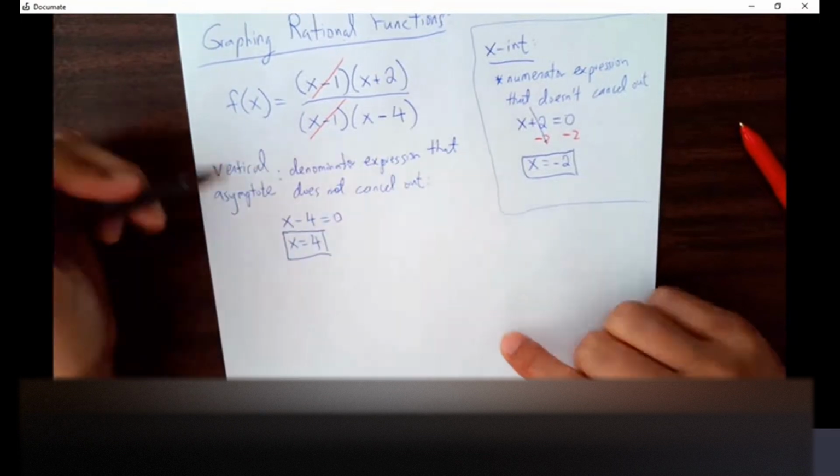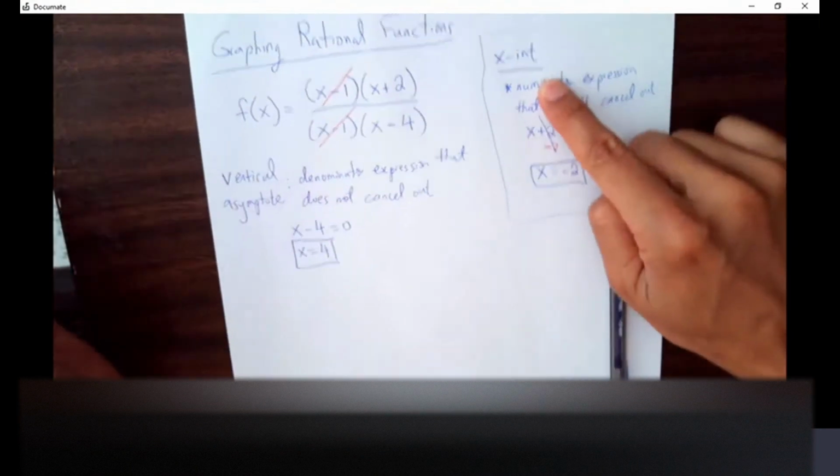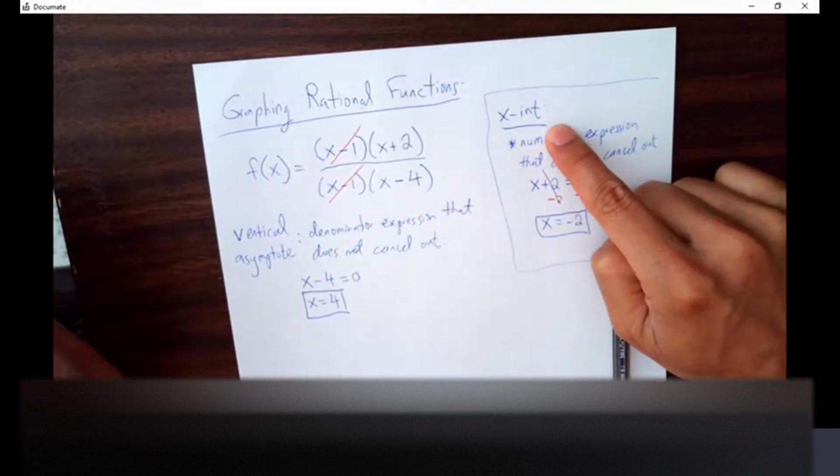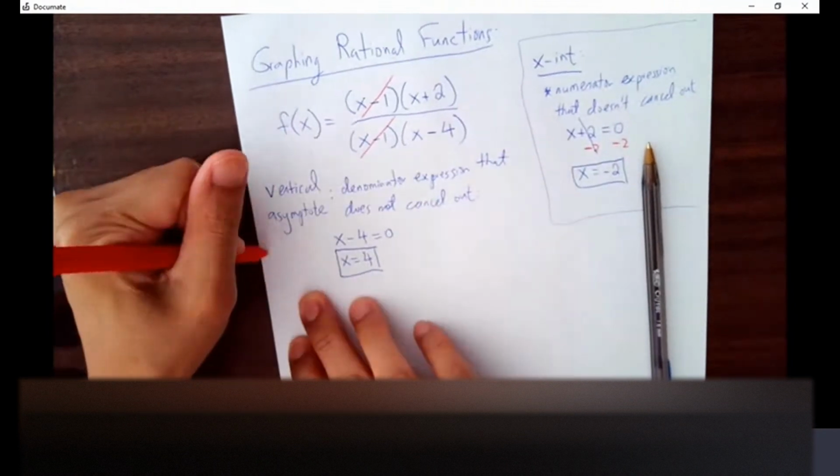Now, vertical asymptote is where the graph doesn't exist. Okay, so x-intercept is where the graph crosses the x-axis. Vertical asymptote is something else. It's where the graph doesn't exist.